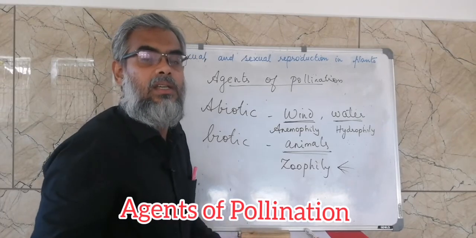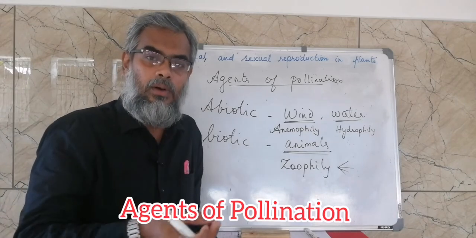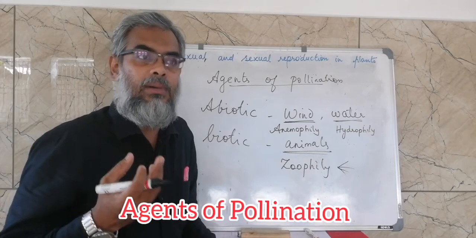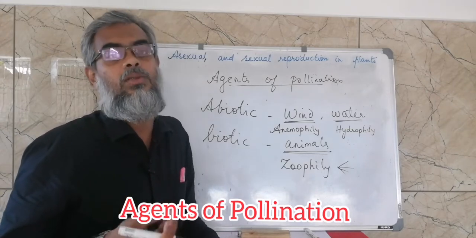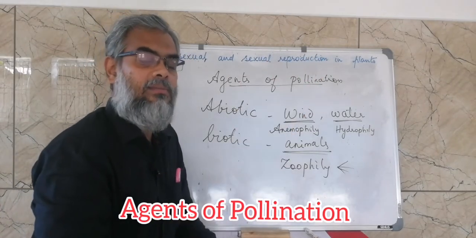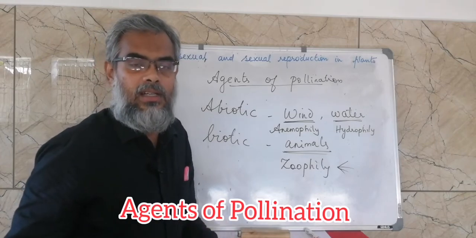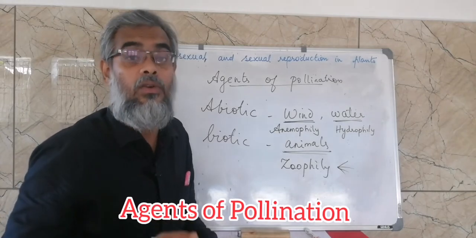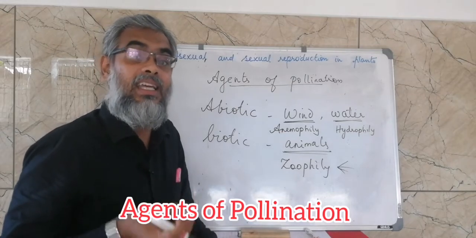Animals is the general term, but this pollination may occur by bats or by snails and slugs, or through insects, or sometimes through animals also. So generally we say zoophily, but in that we have so many types. And entomophily you would have heard. Entomology is the study of insects. Entomophily means pollination occurring by insects.